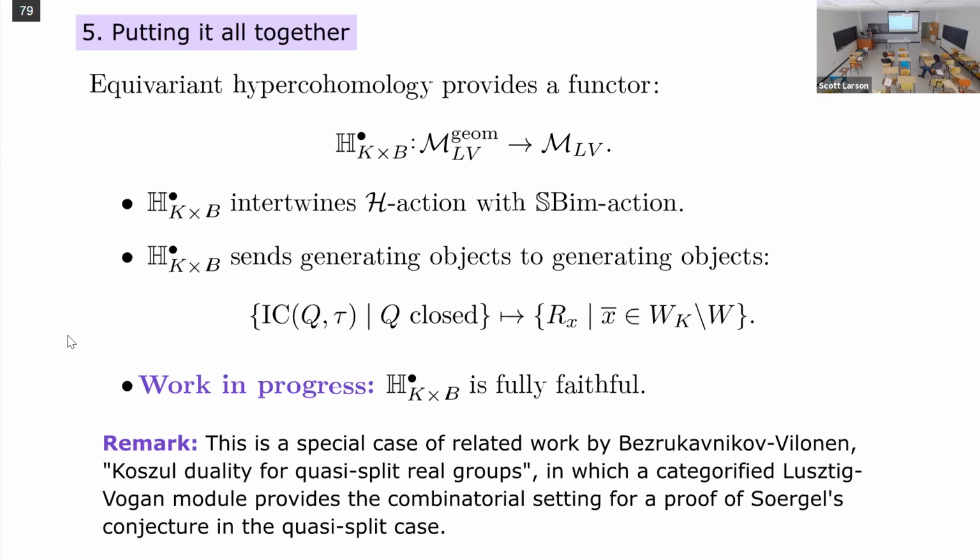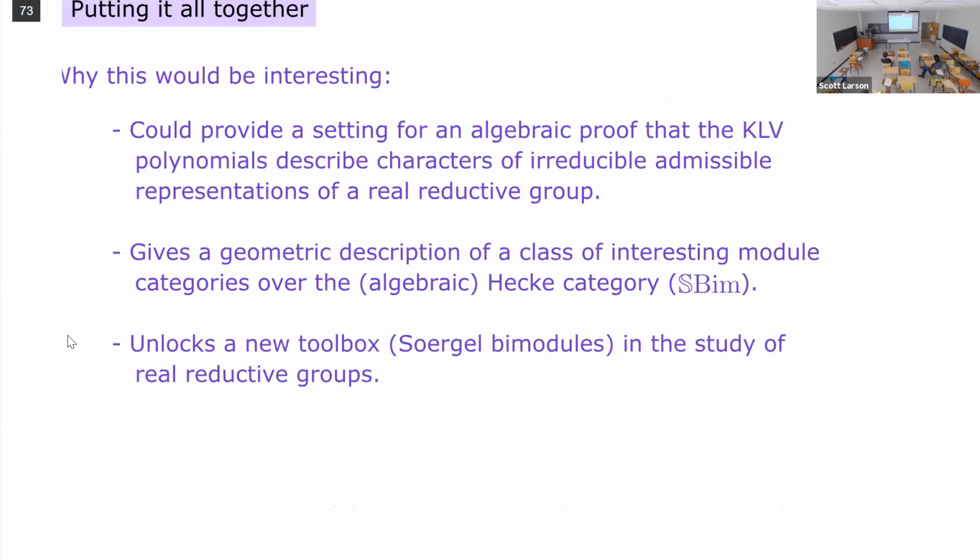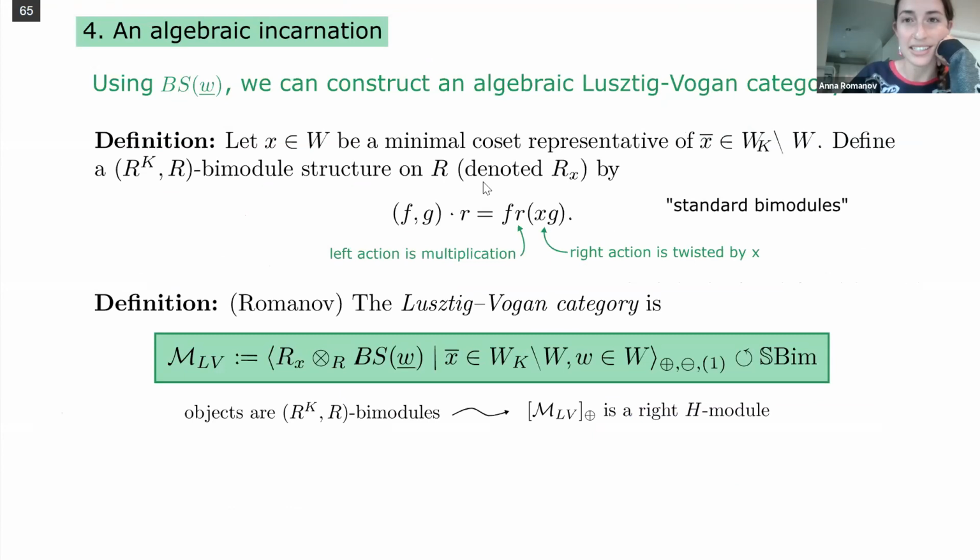So I have a question too. Is that Rx there? I think I missed it. So the Rx, would that correspond to an equivariant intersection cohomology of a Schubert variety, or is that? No. It's corresponding to a K orbit. So if we take the closed orbits, this category is just generated by the minimal coset representatives. And remember that our geometric category was just generated by the IC sheaves on closed orbits. And so in that case, we could just take them to be constant sheaves on closed orbits. And that's what this corresponds to.